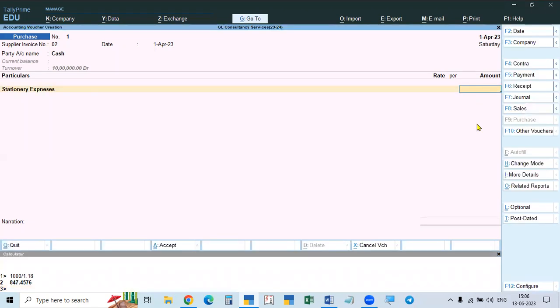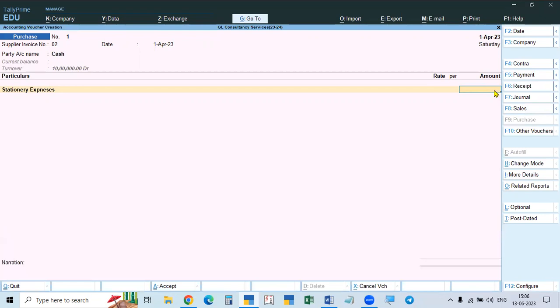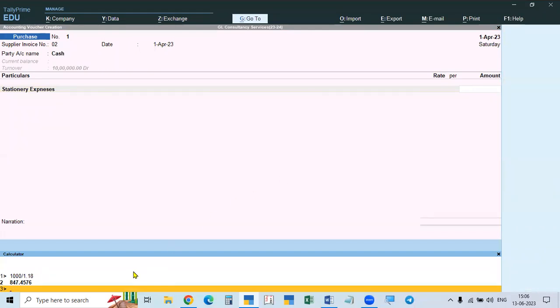How to do it, we already know from the video on how to use the calculator. In that video, it is available. So what you do is keep the cursor here and press Alt C. Alt C means the calculator is automatically enabled. Here you can calculate 1000 by 1.18. Automatically the result will show here. The calculated amount will go there.